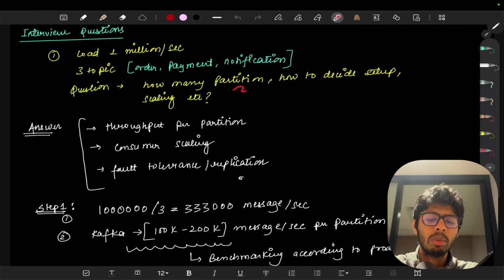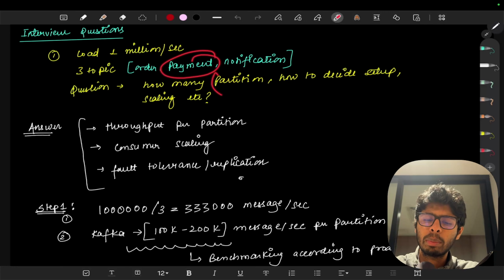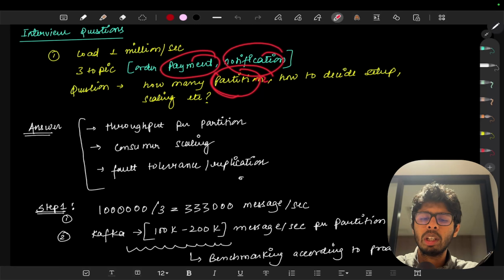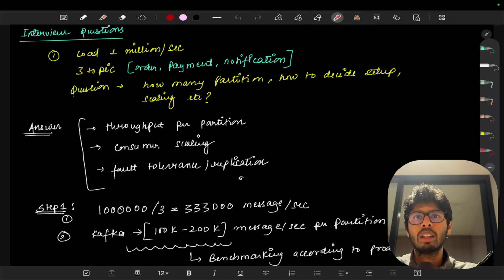The questions can be: how many partitions do we have to make? In the order topic, how many partitions are we going to make? In the payment topic, how many partitions? In the notification topic, how many partitions? So this can be the first question. The question can also be about how many brokers we should run in our Kafka cluster. These are the types of questions an interviewer can ask. We are going to solve every single thing step by step so that you can answer everything the interviewer is going to ask you.